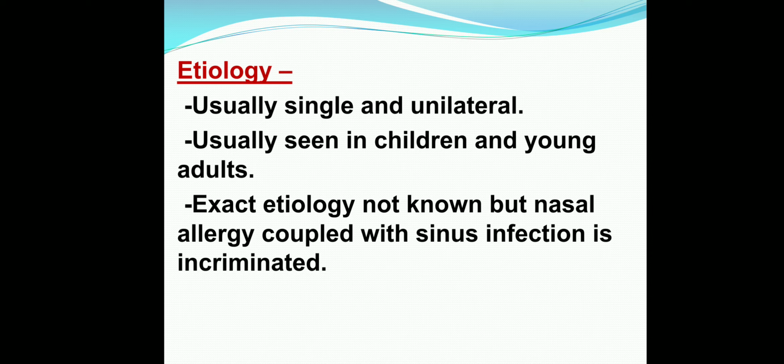Antrochoanal polyp is usually single and unilateral. It is seen in children and young adults. The exact etiology is not known, but nasal allergy coupled with sinus infection is incriminated.